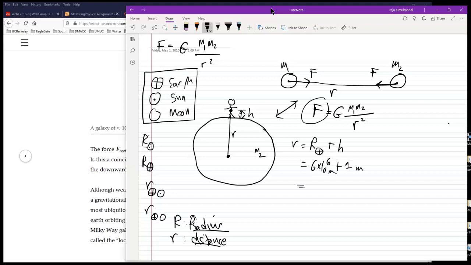You agree with me, 6 million plus 1 meter is basically 6 million, right? So for all practical purposes, I can say that the distance between the person and the center of the Earth is basically the radius of the Earth. Would that be a good approximation? So let me do that. Look what will happen.